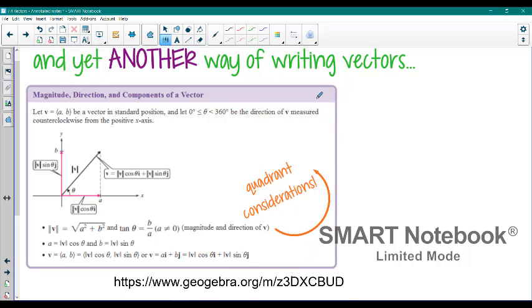Another way to write vectors is by naming its magnitude and the angle that it makes with the positive side of the x-axis. So we're going to see a lot of repetition from our polar coordinate studies. I hope you're able to recognize it. We are going to be dealing most of the time with degrees, so keep that in mind as you are using your calculator.